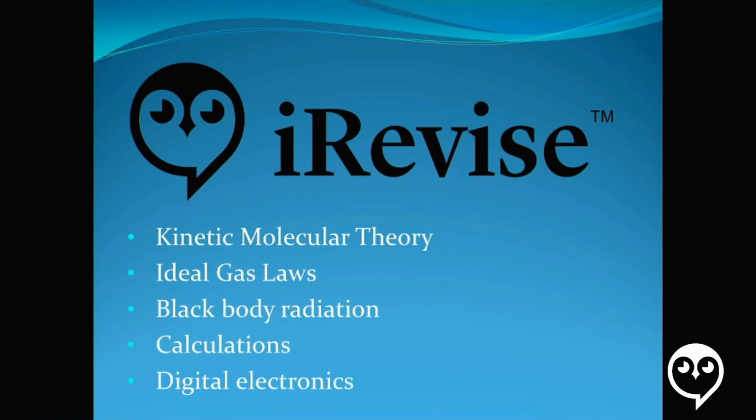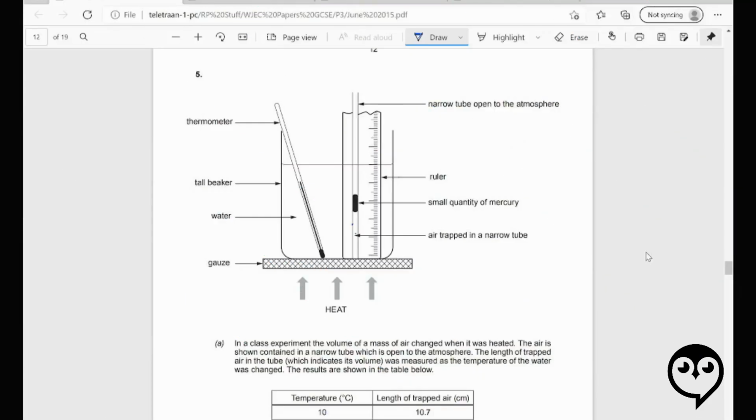All right, let's begin. All right, let's start things off here with the WJEC paper 3 from June 2015. There's an experiment here where we've got a small amount of air trapped here in a tube, and this top part's open to the atmosphere. There's some mercury here, I suppose, and we're going to raise the temperature with some water, and we want to see what's going to happen to the volume of that amount of air when it's heated.